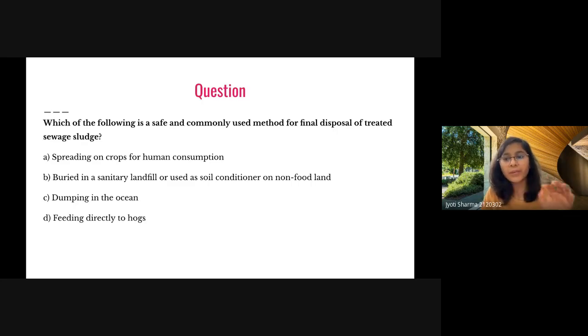Initially we were dumping in the ocean in a very huge manner, but I think the USA and others have banned this dumping in the ocean, because it may have a harmful impact. Feeding directly to hogs, so this is kind of food for the pigs, is also not a safe method for final disposal. So the only option is we need to bury it in sanitary landfills.